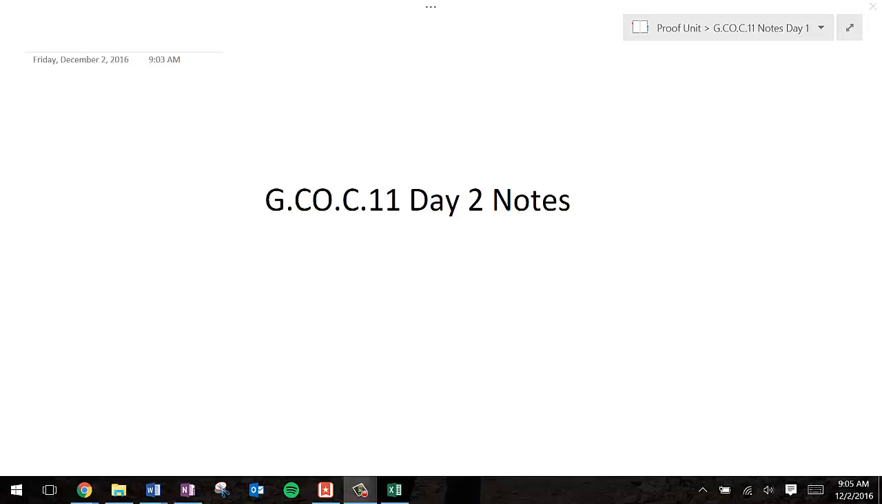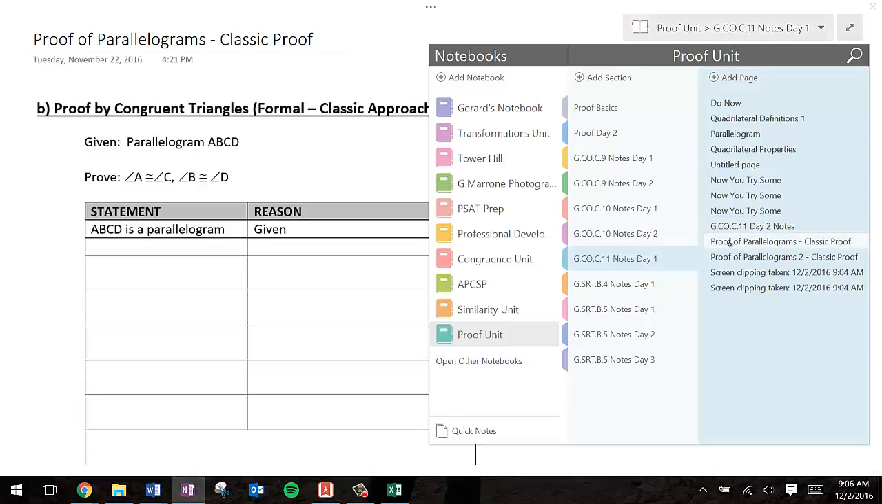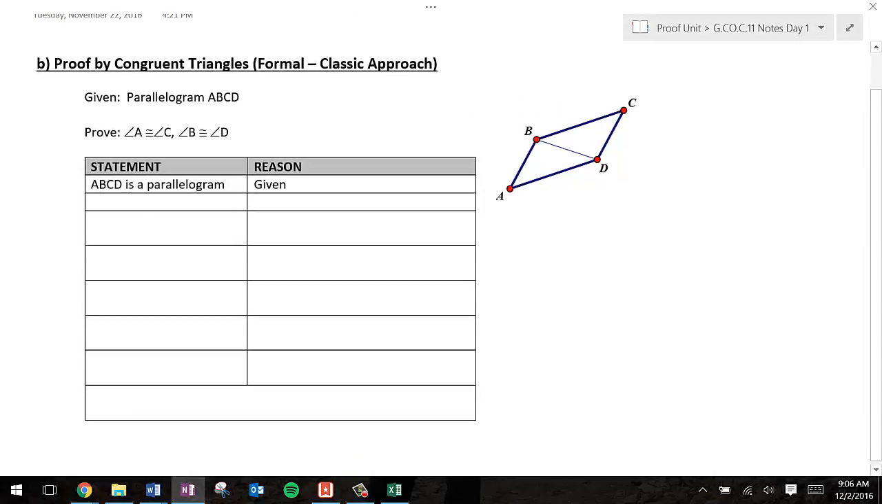Welcome back. We are going to wrap up G.CO.C.11 today, our discussion on quadrilaterals, with just a couple of proofs and then a quick chart to fill in. If you look at page 16 in your notes, we've got a proof by symmetry and patty paper for the opposite angles of a parallelogram being congruent. We're going to do that one in class, but what I want to look at today is our classic two-column proof of how we can say that the opposite angles in a parallelogram are congruent.